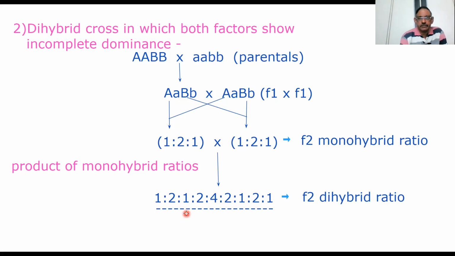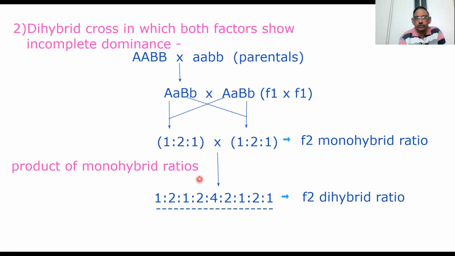How is this possible? Now look at the monohybrid ratios in F2 progeny. A factor exhibiting incomplete dominance, F2 monohybrid ratio is 1:2:1. Similarly, B factor which also shows incomplete dominance, the F2 monohybrid ratio is 1:2:1. Now the F2 dihybrid ratio is a product of these two monohybrid ratios.